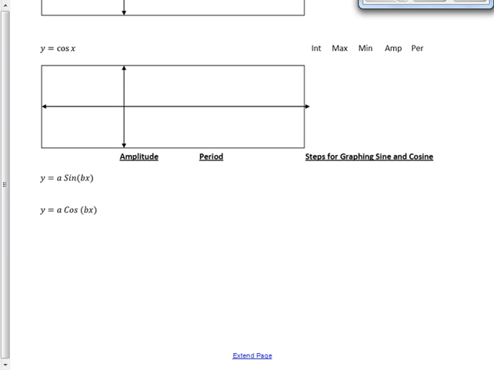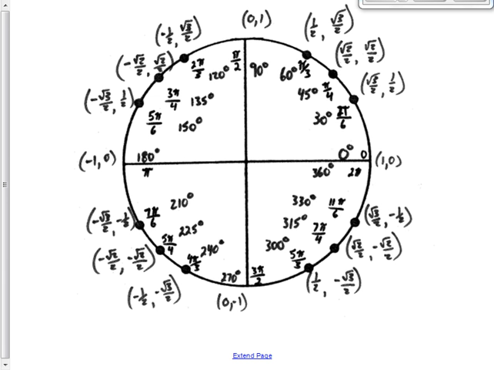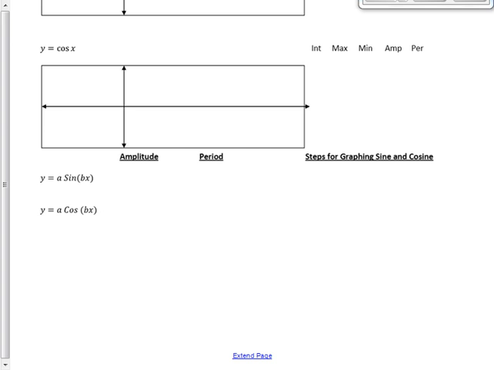Okay, so then let's take a look at the cosine parent function, y equals cosine x. And again, I'm going to be looking at these common points. So at 0, I've got a cosine value of 1. Here's the cosine value of theta. And so I want to say at 0, I'm actually up here at 1. So my cosine value is 1 at 0.